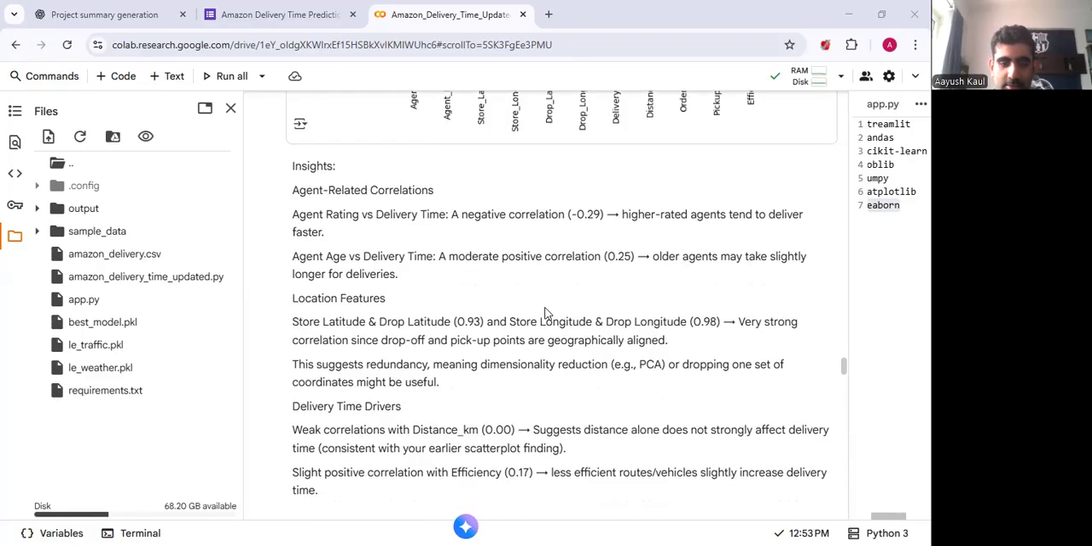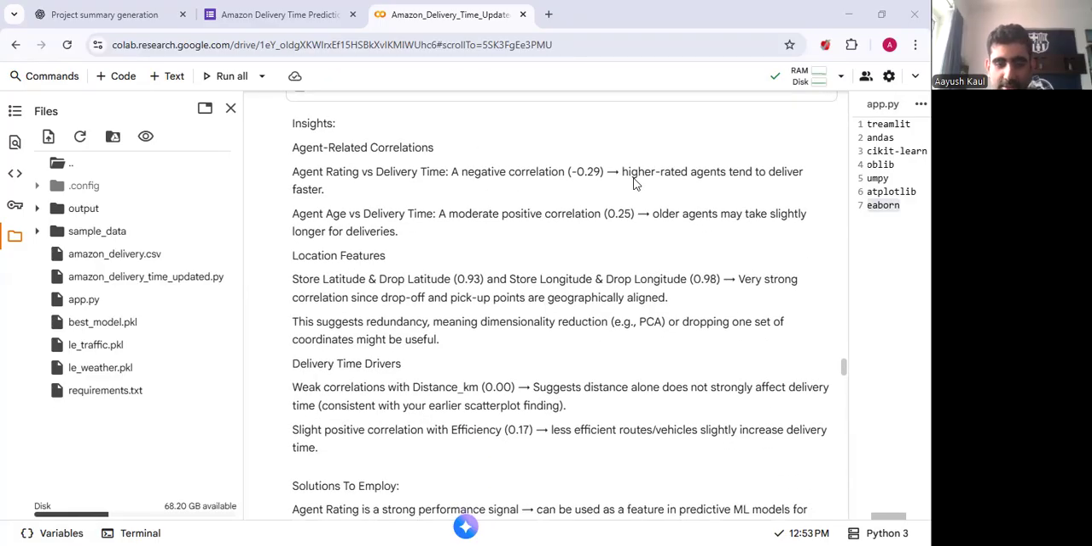Delivery time drivers show weak correlation with distance since distance alone does not strongly affect delivery time because there are many other parameters which we had seen before like agent rating, the vehicle used, weather, and so on, which affect the delivery time. Now, there's a slight positive correlation with efficiency since less efficient routes or vehicles slightly increase delivery time.